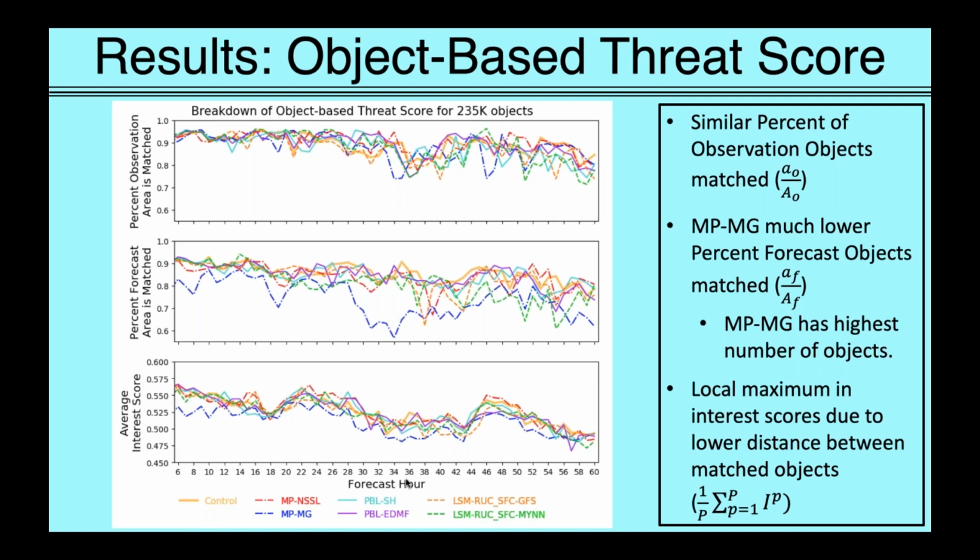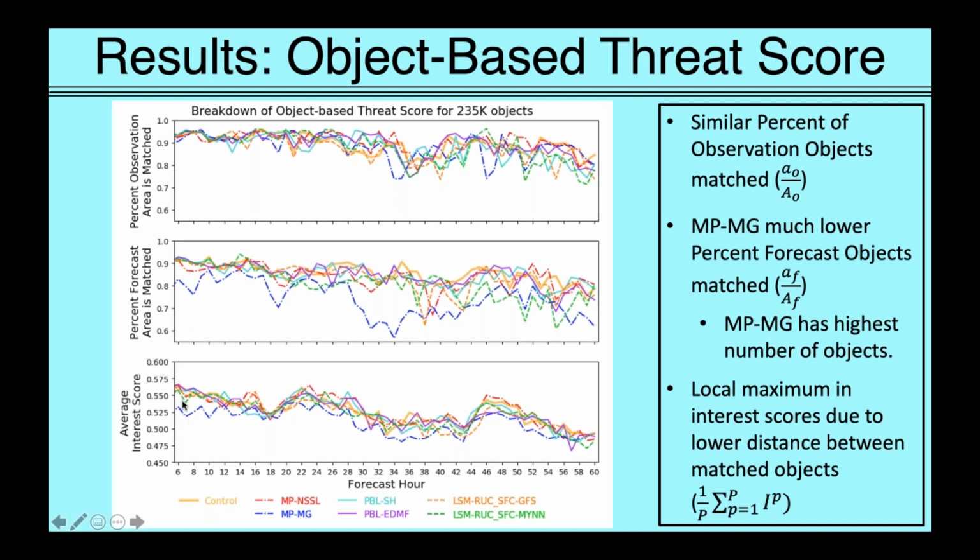There is a similar percent of observation objects that are matched among all the configurations. But if we look at our percent forecast area matched, we can see the MPMG has a much lower percent of area forecast match, and that's because it has the highest number of objects and highest area.